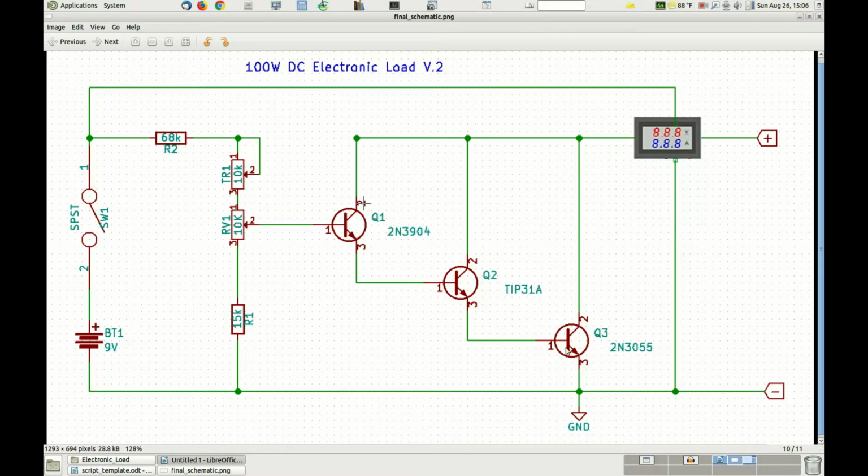I could have added some extra circuitry to protect Q3, so that I cannot inadvertently increase the current over the limits imposed by the dissipating capabilities of the heat sink. But I decided to leave it as is, for simplicity, and to keep the whole thing cheap.